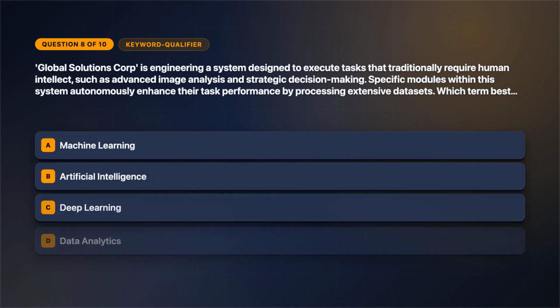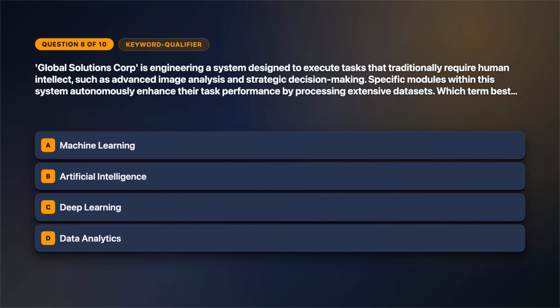Let us keep moving. Question 8. The wording is the clue. Global Solutions Corp is engineering a system designed to execute tasks that traditionally require human intellect, such as advanced image analysis and strategic decision-making. Specific modules within this system autonomously enhance their task performance by processing extensive data sets. Which term best encapsulates the most comprehensive category for this entire initiative? Select one answer. Review the answer choices on screen.